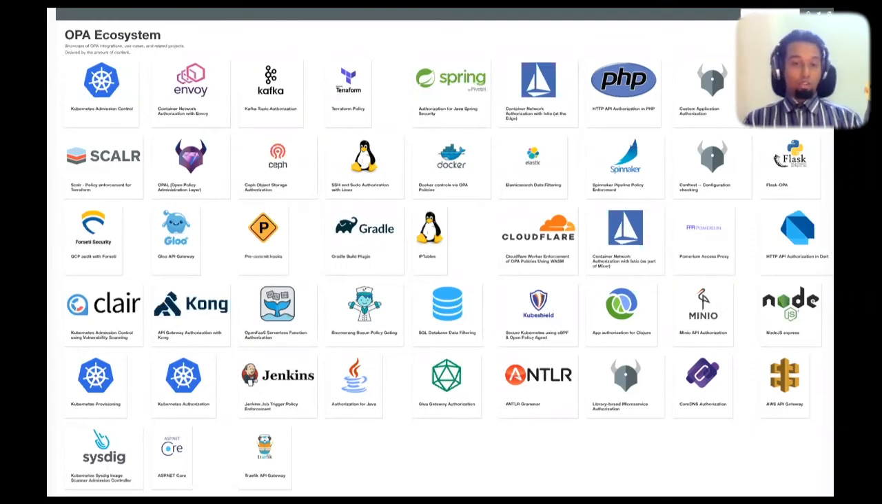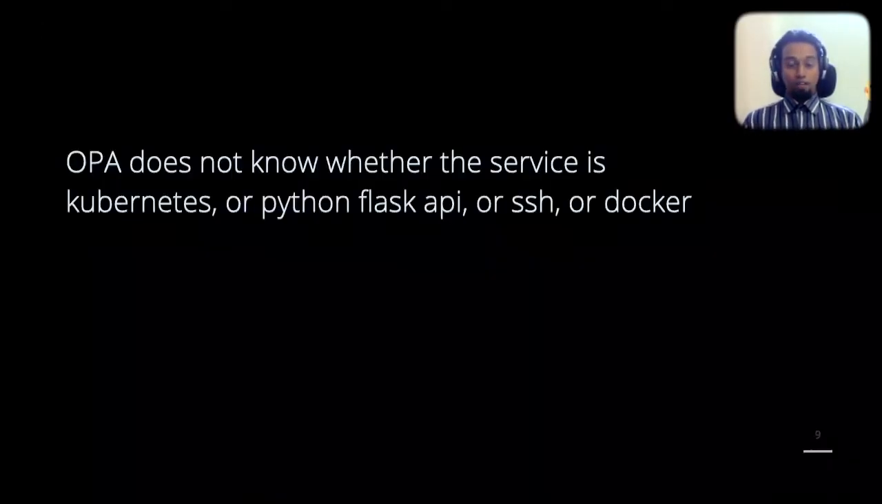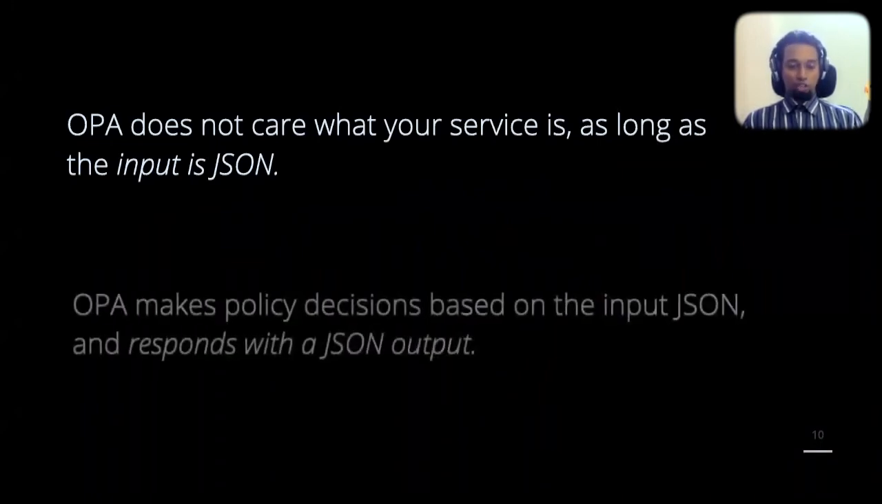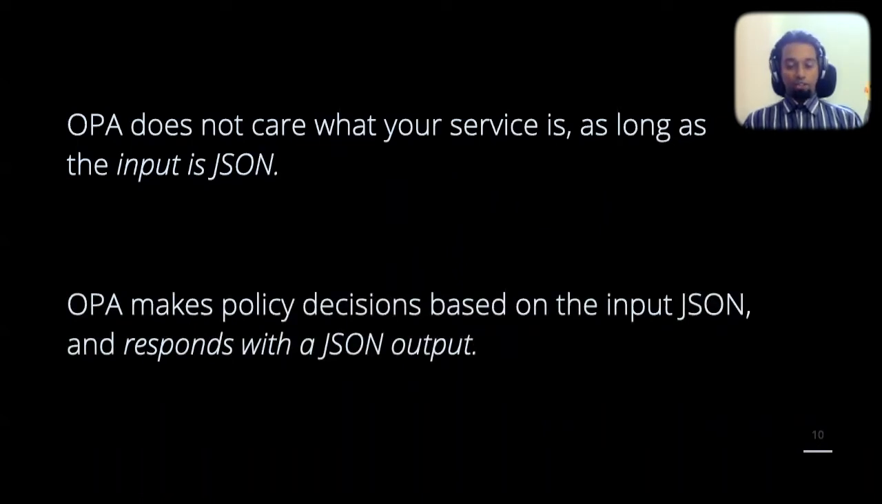OPA doesn't care if you're running Kubernetes. OPA doesn't care if you're running Spring or Docker. In fact, OPA does not even know when it makes a policy decision whether it is making that decision for Kubernetes or Python Flask or SSH or Docker. It doesn't care what your service is. As long as the input is JSON, OPA can make policy decisions based on the input JSON provided to it, and then OPA responds with a JSON output.